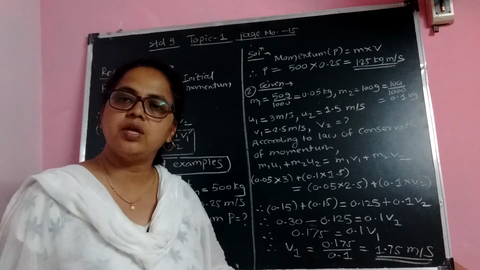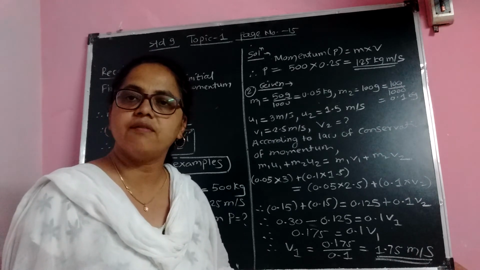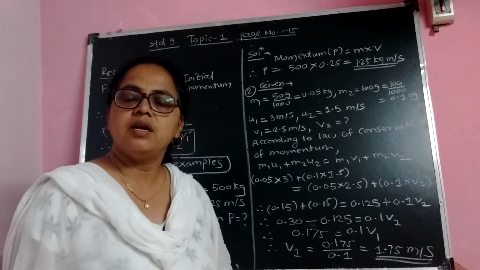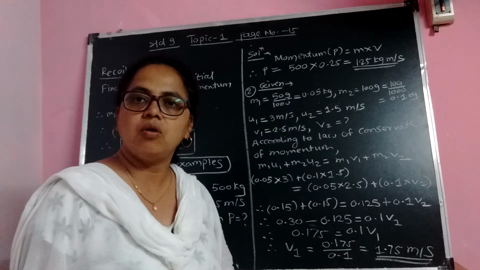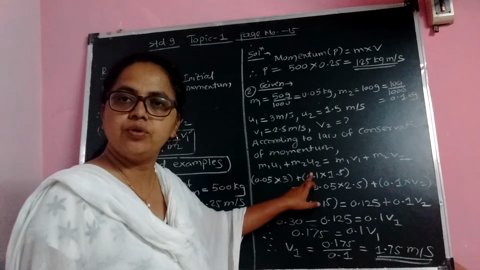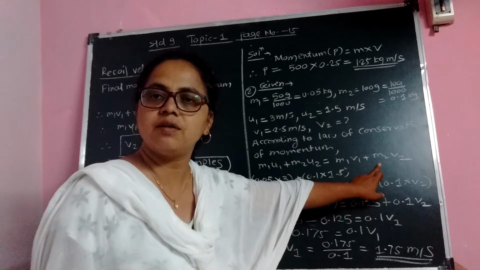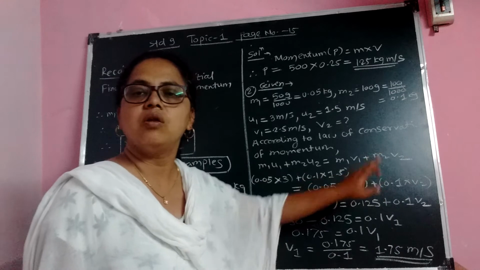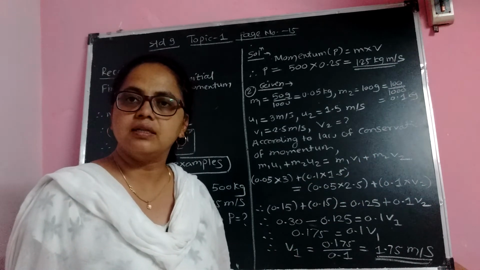Which formula is suitable? Law of conservation of momentum. When the term collision is given in your example, then definitely the formula is the law of conservation of momentum. What is that law? m1 u1 plus m2 u2 is equal to m1 v1 plus m2 v2. When the word collision comes, you should realize that this is a problem related to the law of conservation of momentum.